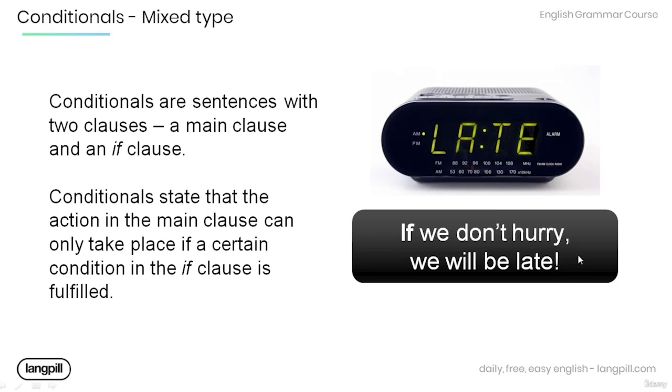If we don't hurry, we will be late. Now, this is a conditional sentence, and it's used to state that the action in the main clause, being late, will take place if we don't hurry.